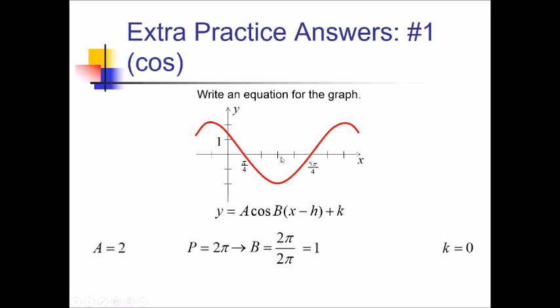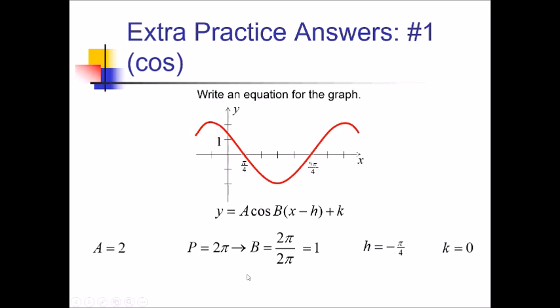So there's 2 spots here. You've got 7 pi over 4. You've also got negative pi over 4. I'm going to go with negative pi over 4 just because it's closer to the y-axis there.